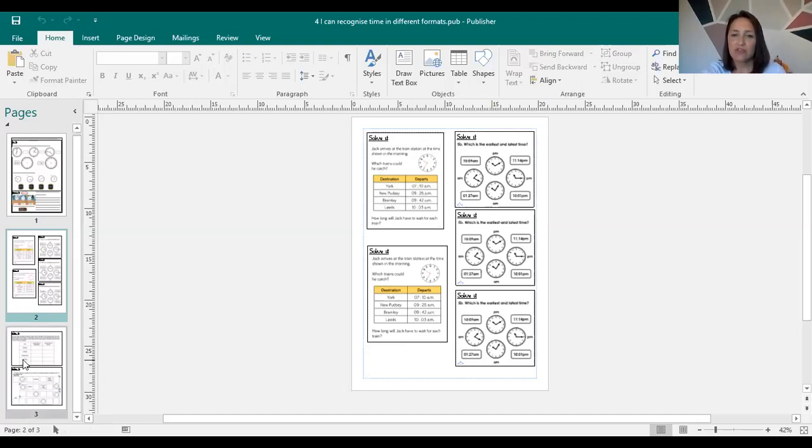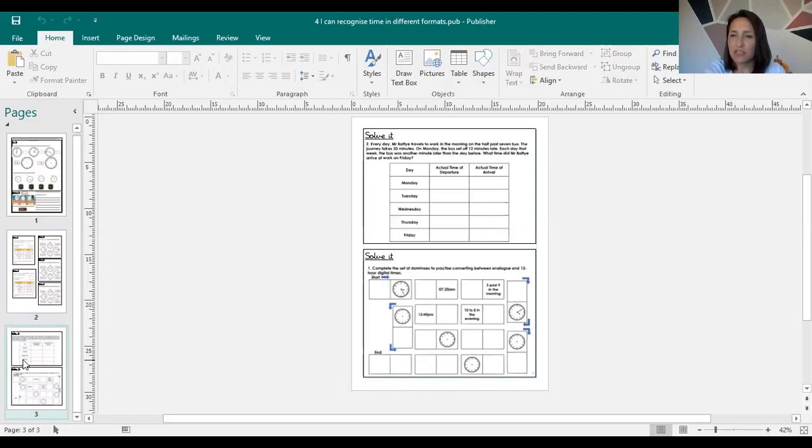And then we have an extra couple of solve its, which are quite tricky. So if you really want to challenge yourself, you're very confident with time, have a go at these extra challenge ones. This one is a timetable one. You have to read this text really carefully and understand it. So read it a couple of times before you start, and then put the times into the timetable. And then this one is to create a set of dominoes, to create a game to play, which is quite fun.